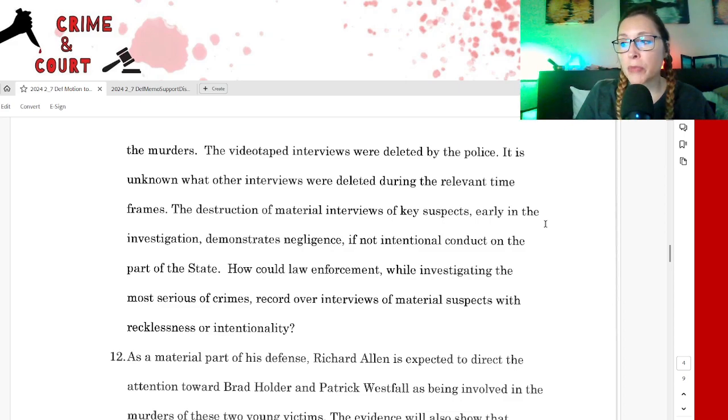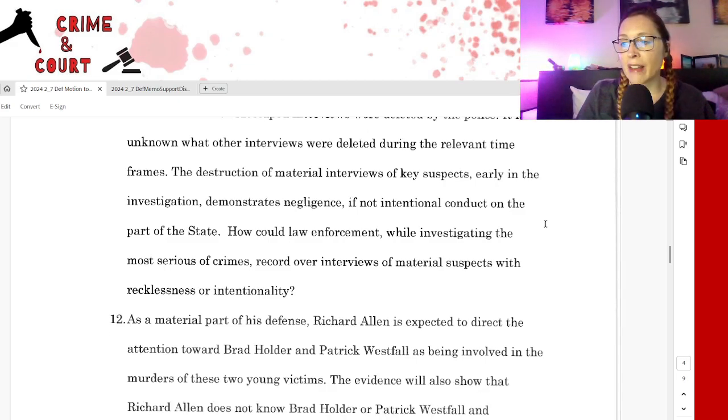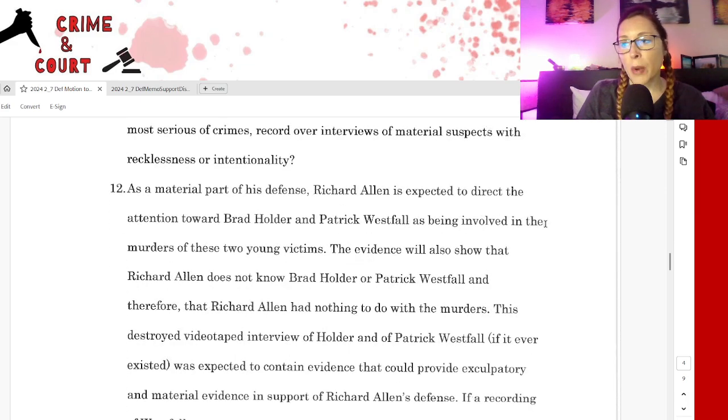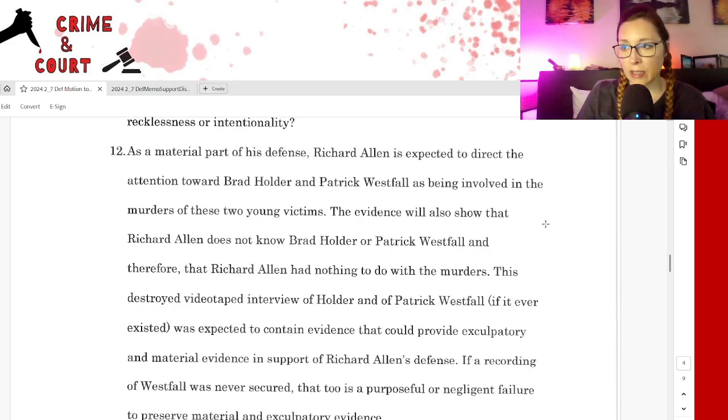The destruction of material interviews of key suspects early in the investigation demonstrates negligence, if not intentional conduct on the part of the state. How could law enforcement, while investigating the most serious of crimes, record over interviews of material suspects with recklessness or intentionality? Either way, it's not looking good for the law enforcement who did that.